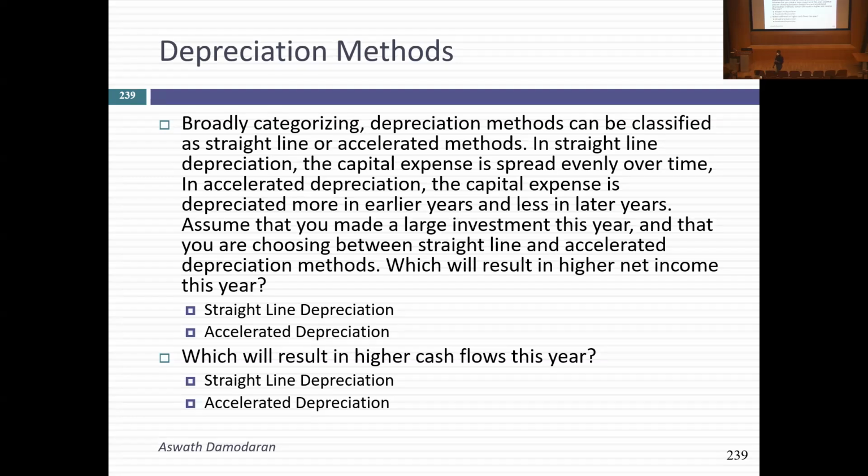If you're allowed to use different depreciation methods for your reporting and your tax books, in your reporting books, guess what you're going to use? Straight line depreciation, because it increases the earnings. You want to report higher earnings. In your tax books, you're going to report accelerated depreciation.